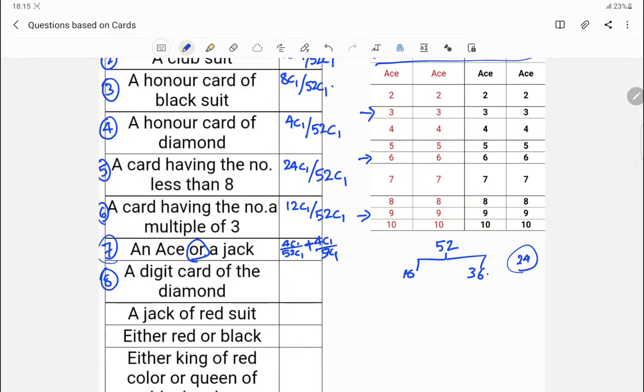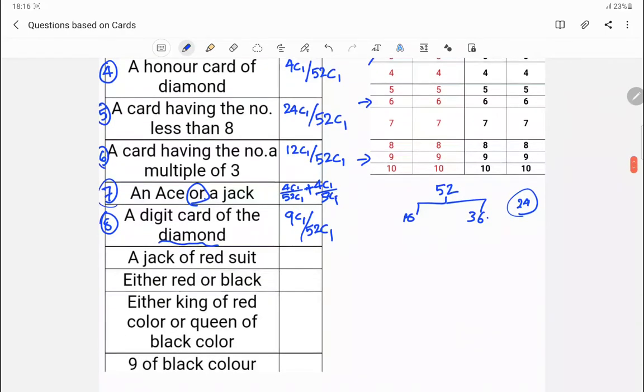Now let us look at this eighth question. A digit card of the diamond. So under diamond category, how many digit cards are there? There would be 9, because the total under diamond category is 13 cards. We subtract the 4 honor cards, so the rest of the cards are 9. Those are 9 digit cards under diamond category. So out of 9, I'll draw 1 and this is 52c1.